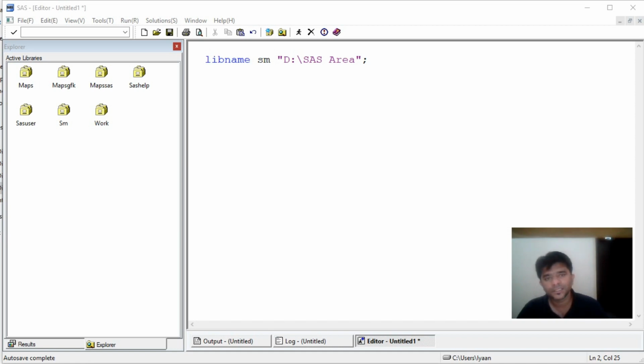Before we start, it is good that we discuss what Proc Freq basically does. So Proc Freq generates the frequencies, and at the same time it gives the percentage, cumulative percentage, and cumulative frequency also. So let's start.